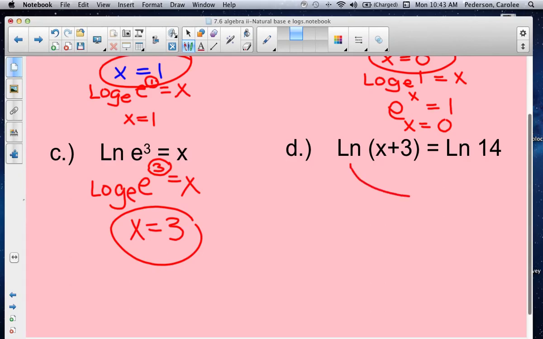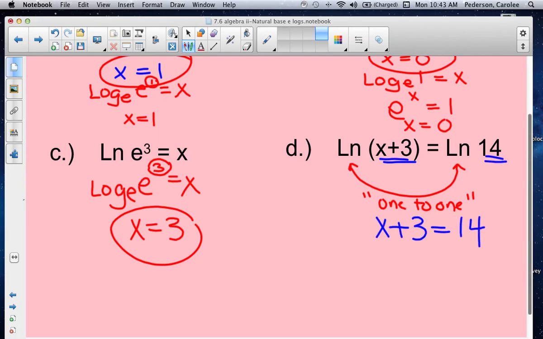Next example, I have a natural log on the left and a natural log on the right. So we have this thing called the one-to-one property. So they cancel each other out, and you just have to focus on the x plus 3 and the 14 and solve that like you would traditionally do in Algebra 1. Undo the 3, so minus 3, and you get x equals 11. Substitute it back into the original equation. Substitute 11 to here. 11 plus 3 is 14. The natural log of 14 equals the natural log of 14.